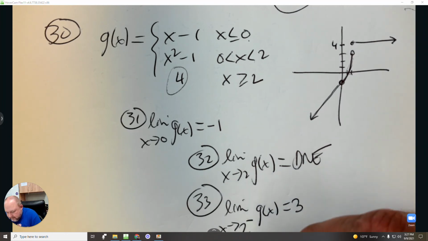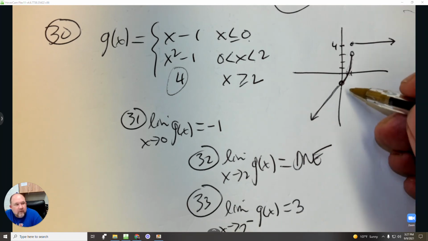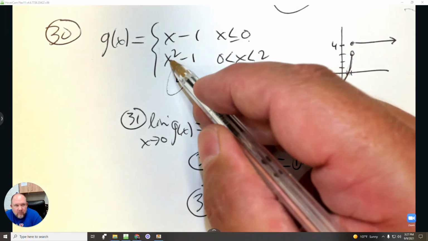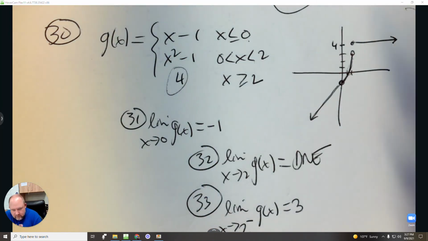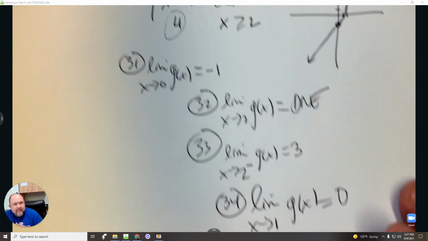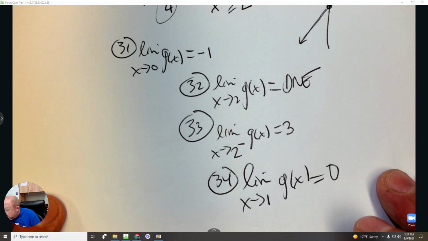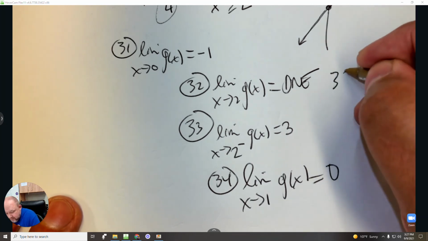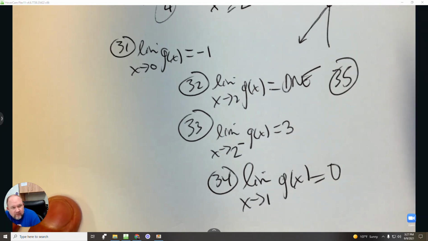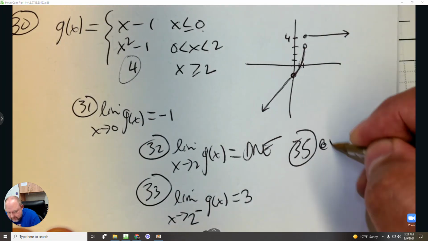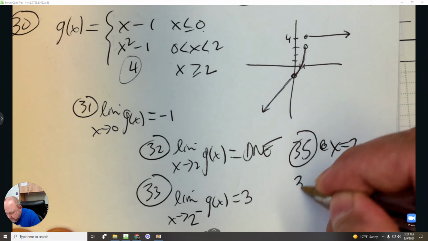34. What's the limit as x approaches 1? So as x approaches 1, that's the middle piece. So if you plug 1 into the middle piece, the answer here is 0. Alright, 3 questions left. List all the discontinuities. So there's only one right here where the hole is at 2. So at x equals 2 is a discontinuity.